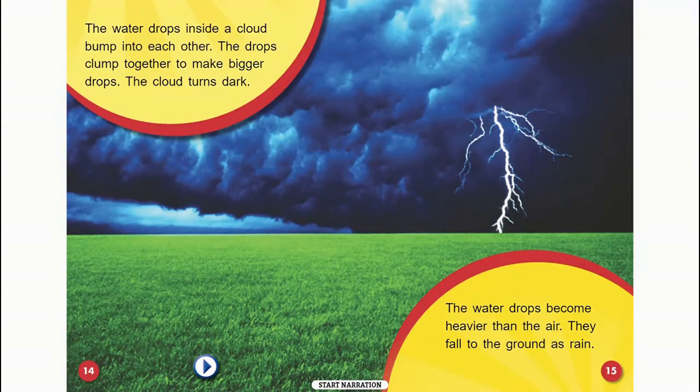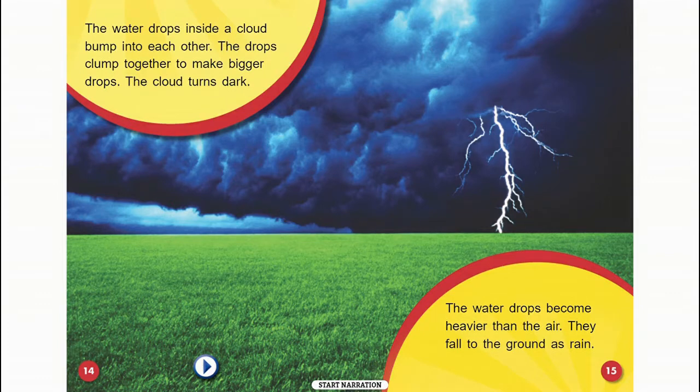The water drops inside a cloud bump into each other. Bump, bump, bump, bump. And that's how they clump together to create bigger and bigger clouds. And when it's really heavy, the clouds get dark. The white clouds turn gray. The water drops become heavier than the air around them, and that's when they fall back down as rain.